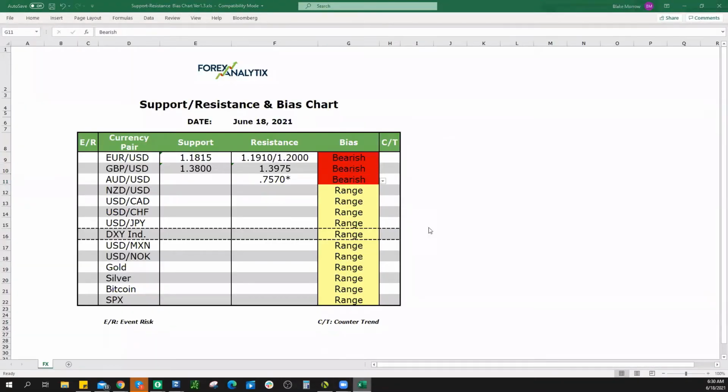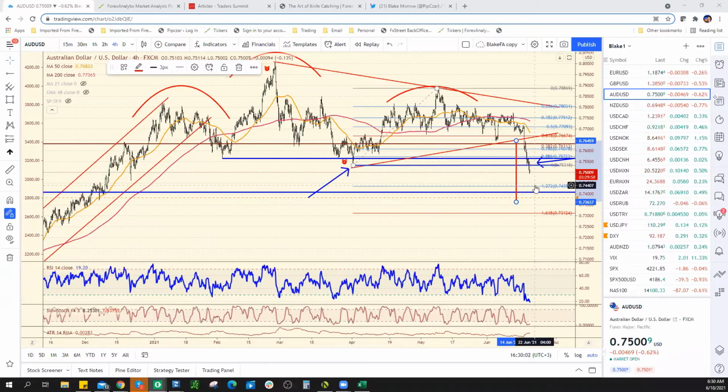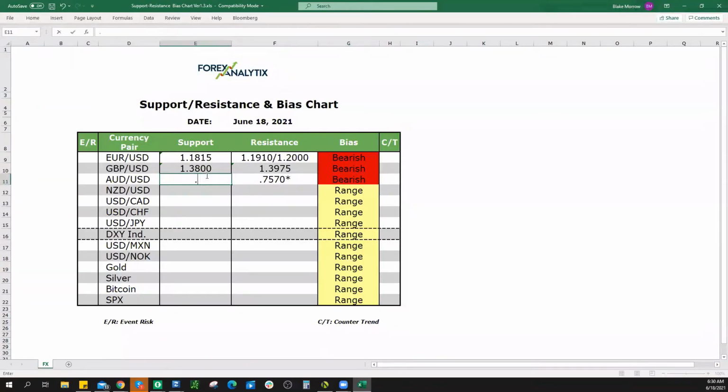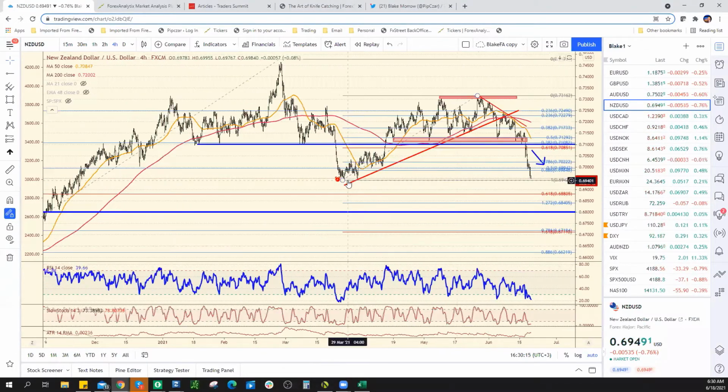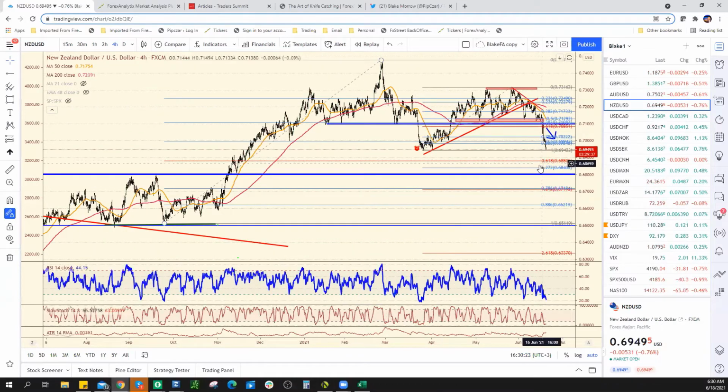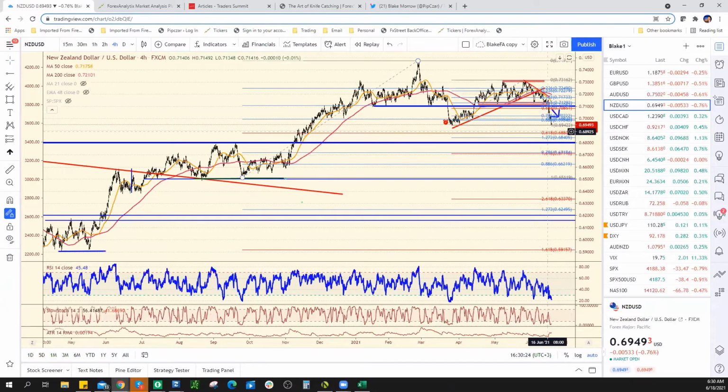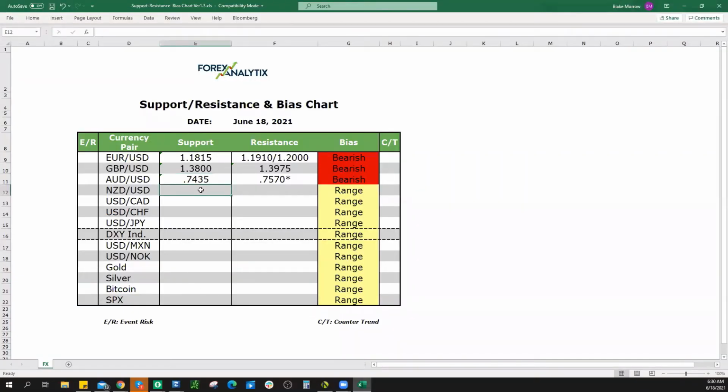Oh, shoot. Next support, 74.35, if we continue. Kiwi, what happens if you break through this support? 69.40. Then we go to the 618, which is 68.80. So I'm going to write 68.80. 69.40 is bearish.